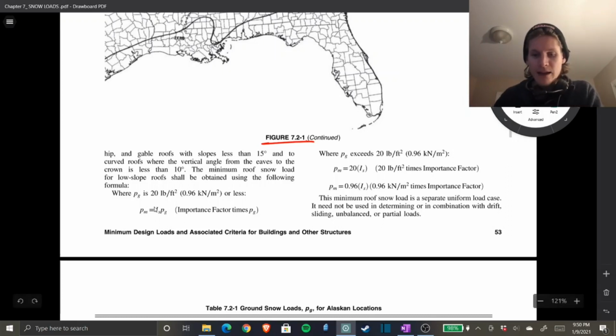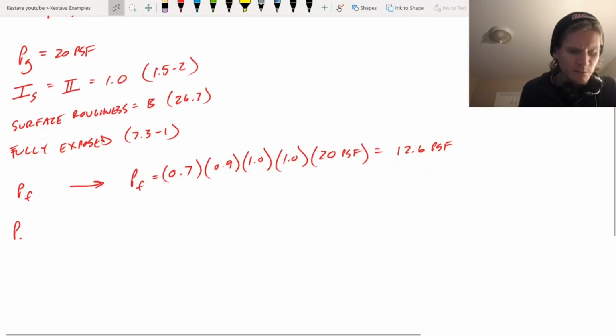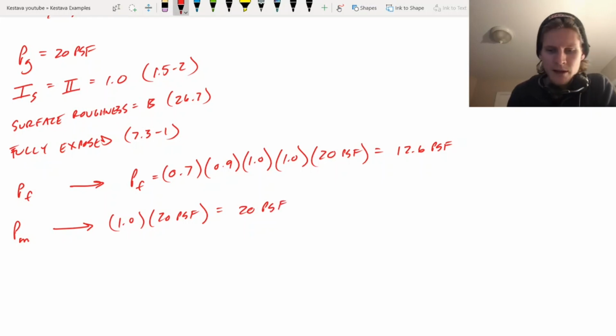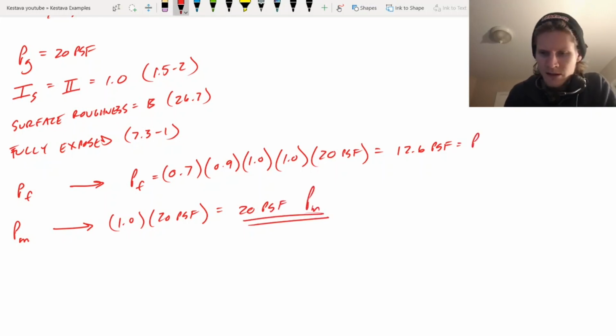So let's jump back there. Before we go back, if you did have a condition where your ground snow load was greater than 20 PSF, then you fall into this other criteria here. So it's all laid out right there for you, but just make sure you realize that there are minimums that you need to design for. So let's go back and check the minimums. So P sub M is just going to be 1.0 for the importance factor times 20 PSF. That is going to equal 20 PSF. Pretty straightforward. So that is PM, and this is PF.